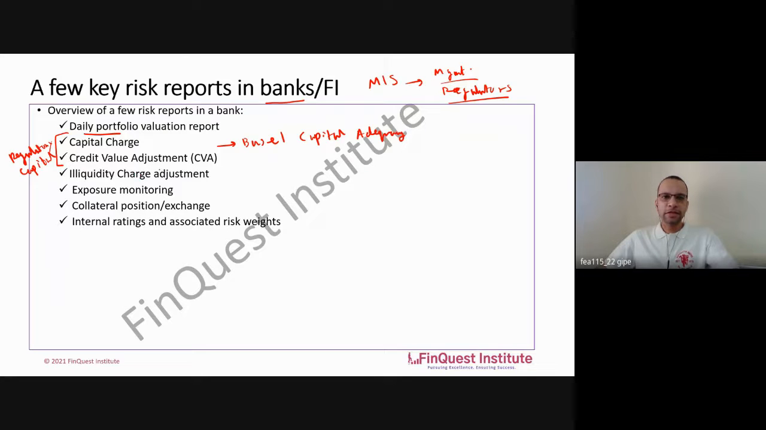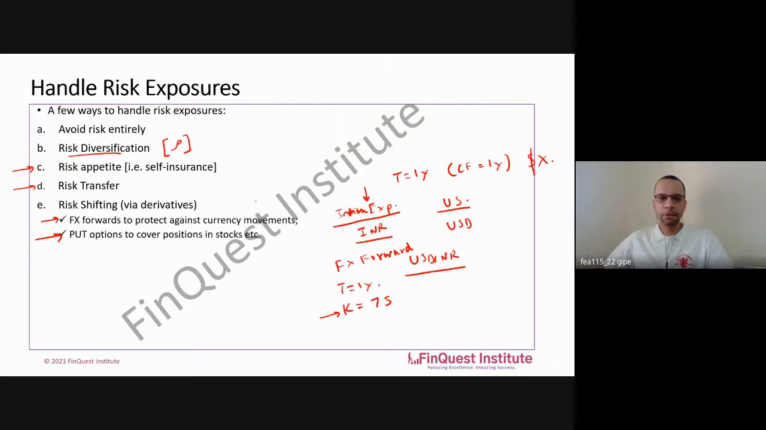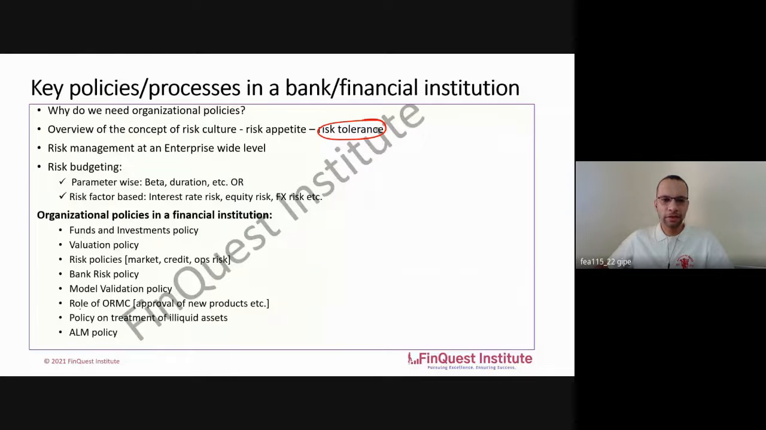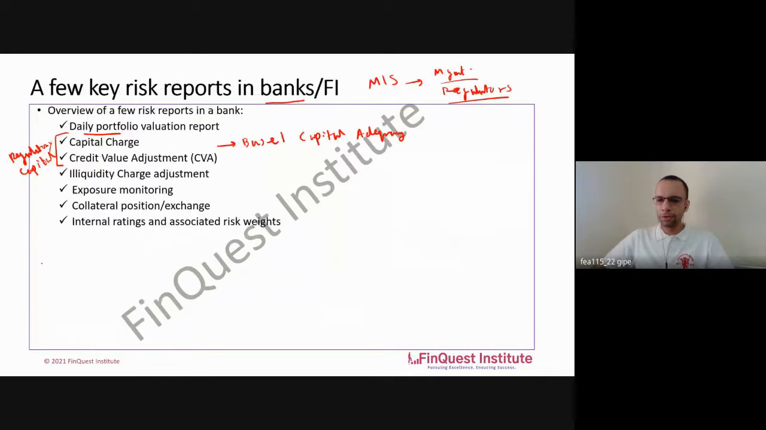Then illiquidity charge adjustment. This is something which we briefly spoke about when we discussed the policy on illiquidity, I think. Yeah, the policy on treatment of illiquidity. Because not every asset which I hold will be liquid enough. Especially this is true when I talk of maybe non-SLR securities. Non-SLR is basically those securities which are non-government in nature. So is everyone familiar with the concept of SLR and non-SLR?